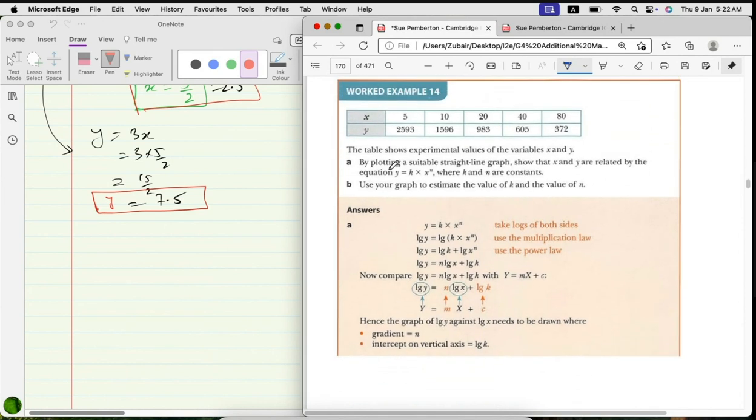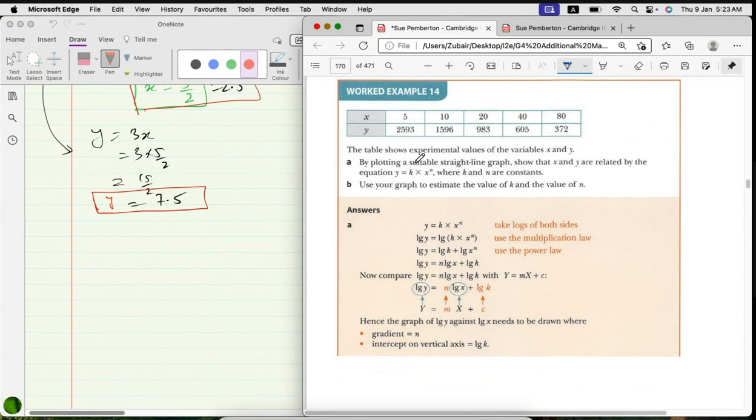Worked example 4. X is given, y is given. If I just focus a little, x is being doubled from 5 to 10, two times. So 25.93 divided by 15.96, I'm just checking. This is not reducing two times. This is reducing 1.6 times. And then from 5 to 20, x is increasing four times.